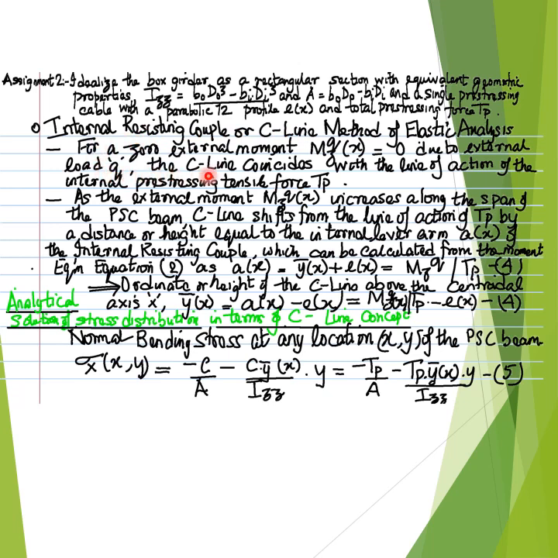As the internal resisting couple has to be equal and opposite to the externally applied bending moment at all cross sections or locations X of the pre-stressed concrete beam.